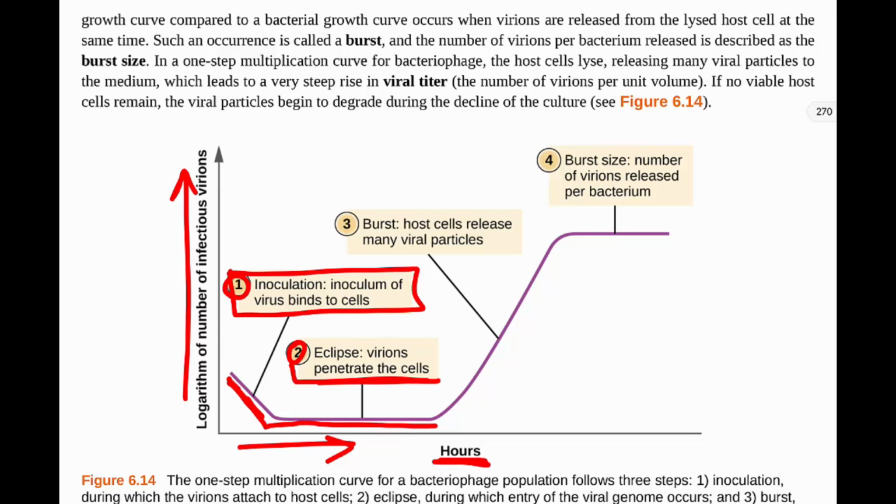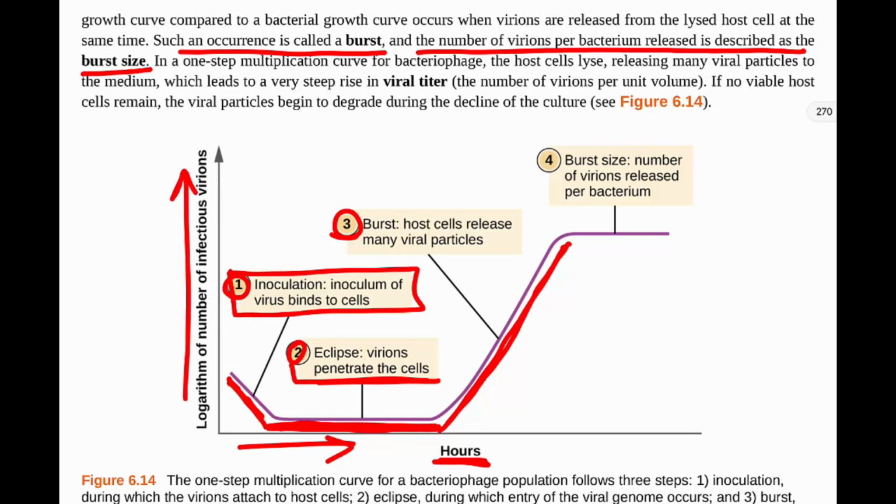Let's see here. Then we see a burst. So the next step is the burst. And the number of virions per bacterium released is described as the burst size. So what we see here is that we see them building, and then we have this burst part where the host cells are going to release all of these viral particles. So we see them increase, because we've now burst the cell open and released all of these virions into the exterior. And then up here is the burst size, which is the highest this chart goes, which is the maximum number. So the number of virions released per bacterium.